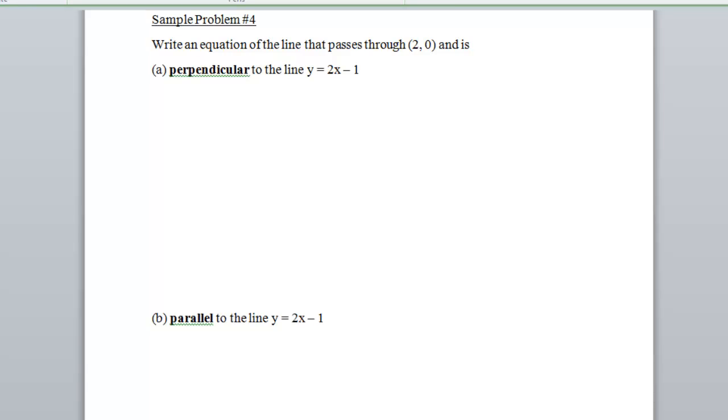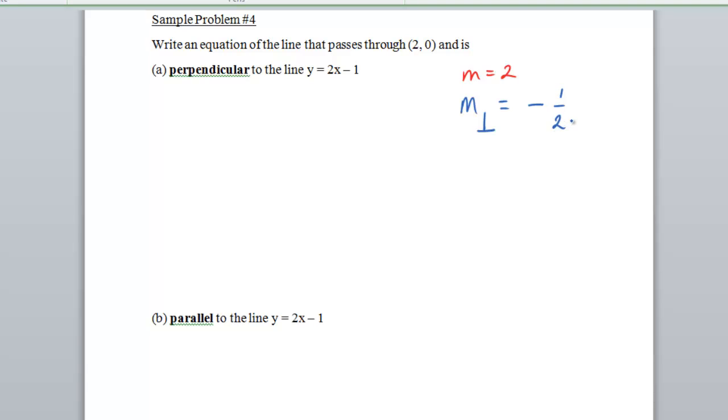Okay, and so we'll start by just identifying the slope, and so we can see here the slope of the line that we're dealing with is 2. And so if we want to find the slope of a perpendicular line, and I like to use that little perpendicular sign, we're going to use the opposite and then the reciprocal, which is negative 1/2.